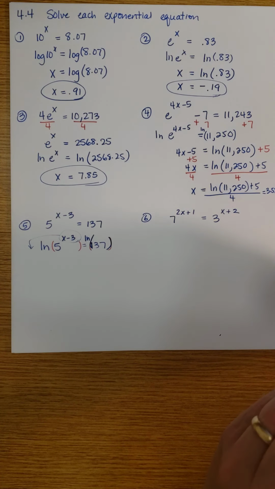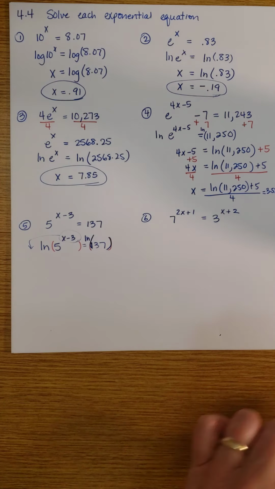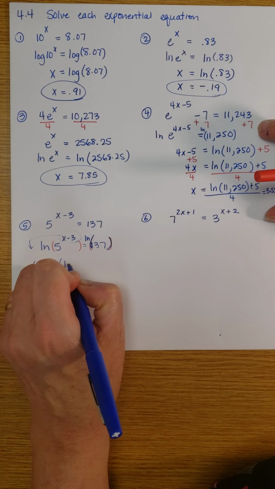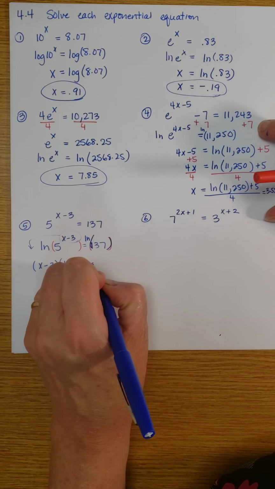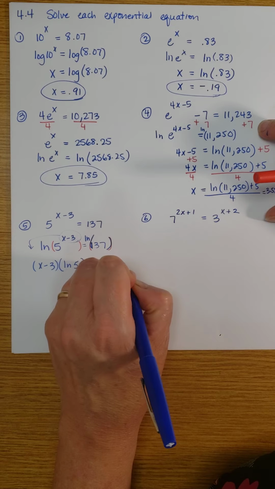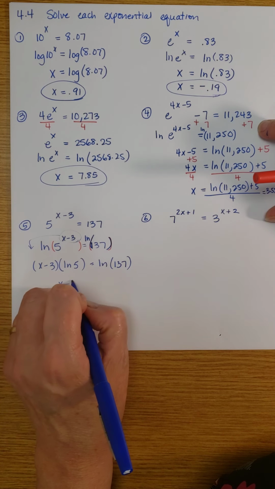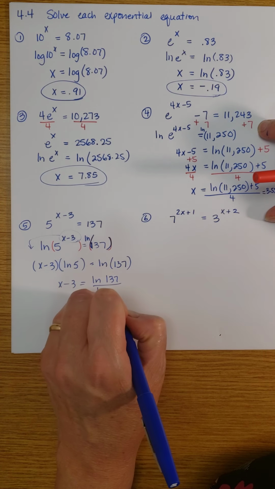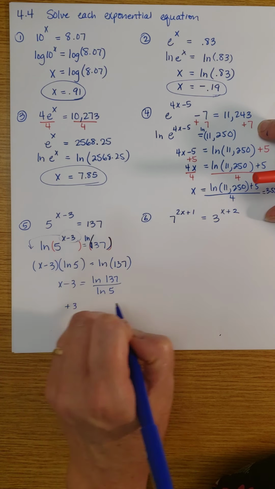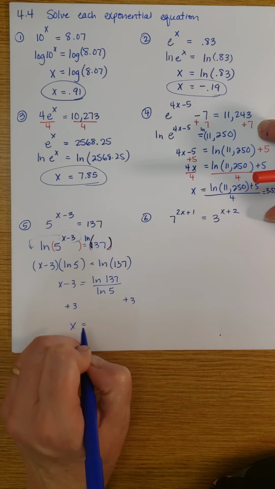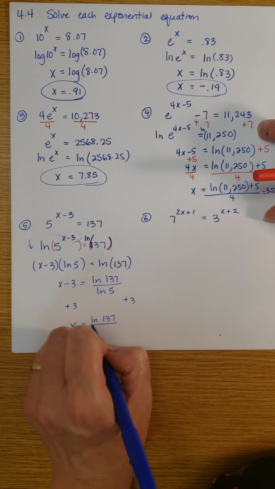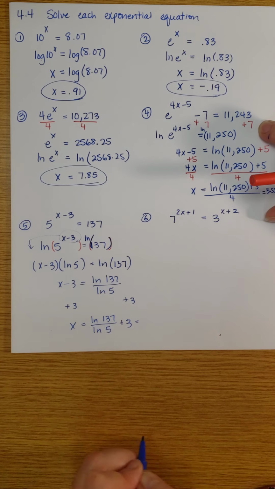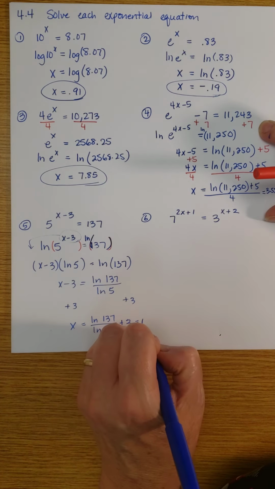And I get x minus 3 times the natural log of 5 is equal to the natural log of 137. And so I get x minus 3 is the natural log of 137 divided by the natural log of 5. Adding 3 to both sides, x equals the natural log of 137 over the natural log of 5 plus 3. And if I use my calculator, I get 6.06.